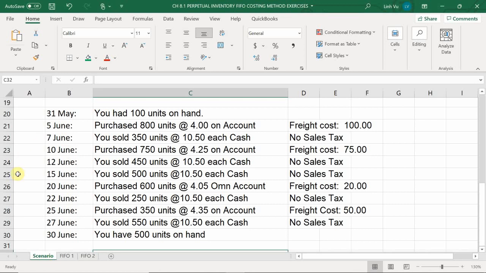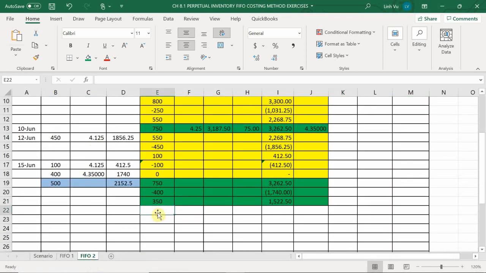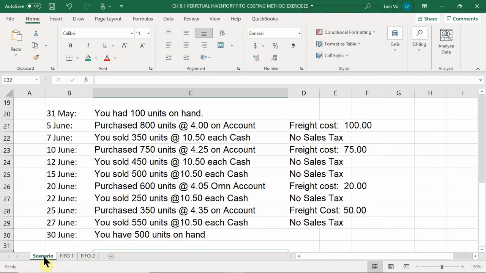All right, so then here on June 20th, we end up purchasing 600 units at $4.05. Okay. With the freight costing you $20. So 600 units at $4.05 with a freight of $20. So we got 600 at 4.05 with a freight of 20 on June 20. Yes, June 20, 600, 4.05, and $20.